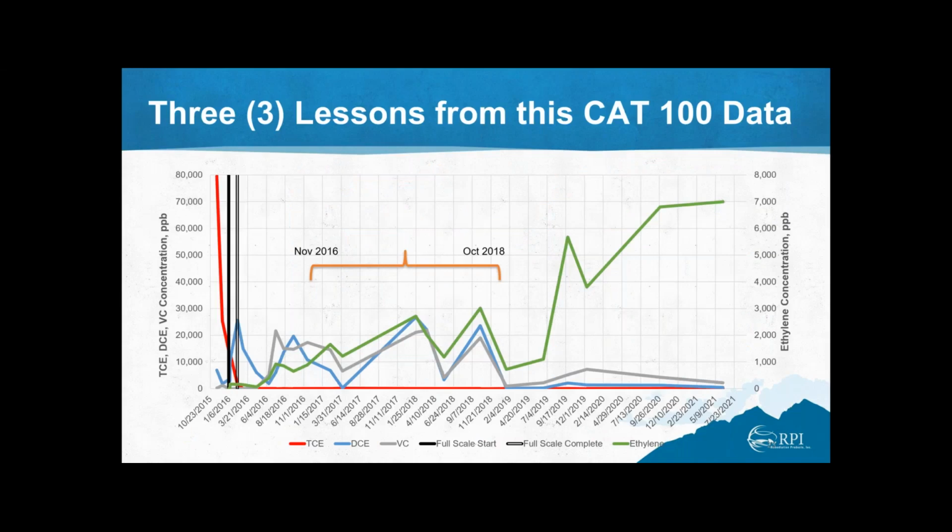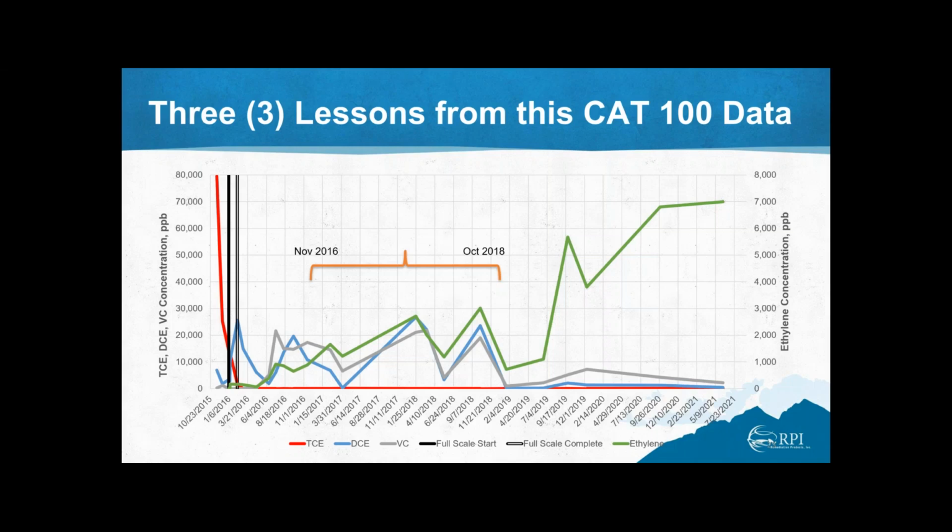Here's another graph from another site, and there are 3 lessons from this graph of CAT 100 data. Now, I like this graph. This same site has a number of graphs where the TCE just dies. You see very few, if any, daughter products. They're dead right on the spot. But that's not very interesting. That's a boring graph. I'm not really sure what you even learned from something like that.